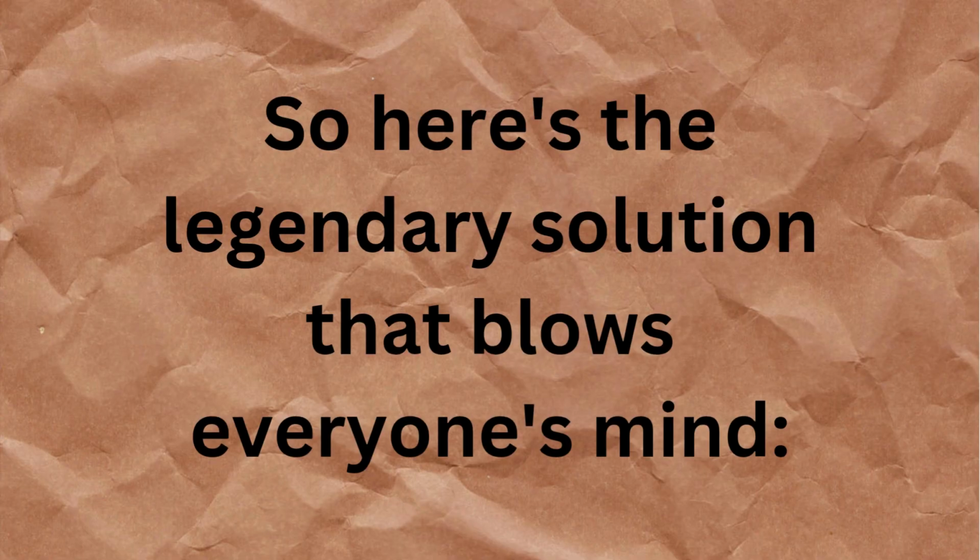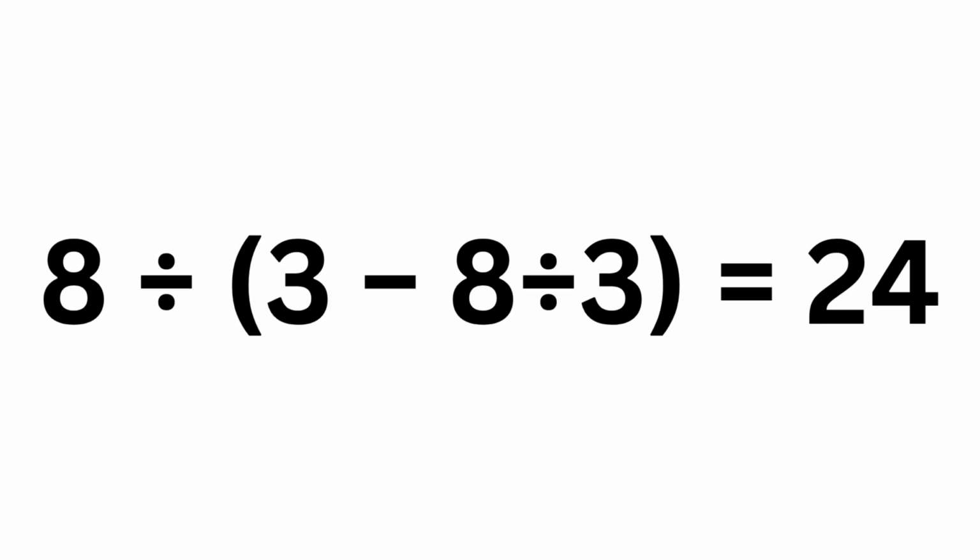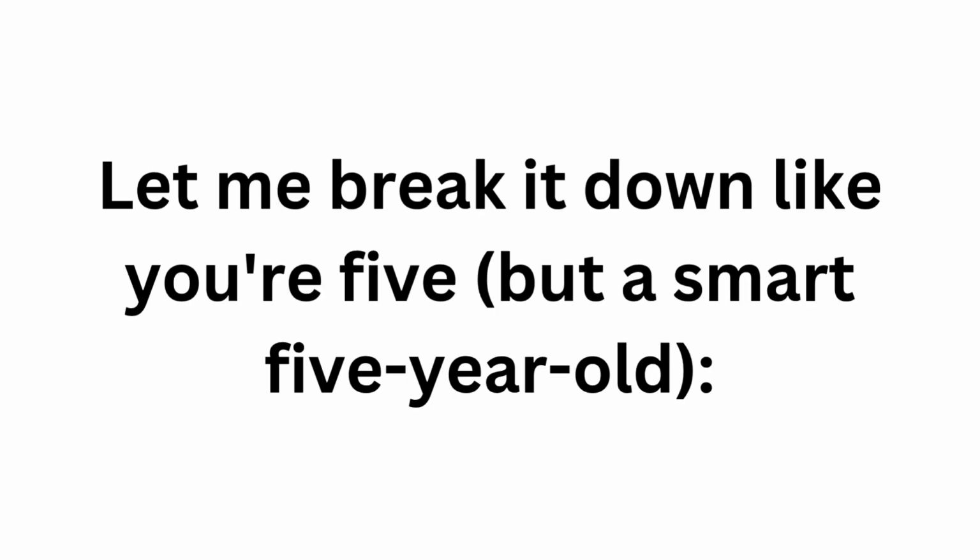So here's the legendary solution that blows everyone's mind. 8 divided by (3 minus 8 divided by 3) equals 24. Let me break it down like you're 5, but a smart 5-year-old.